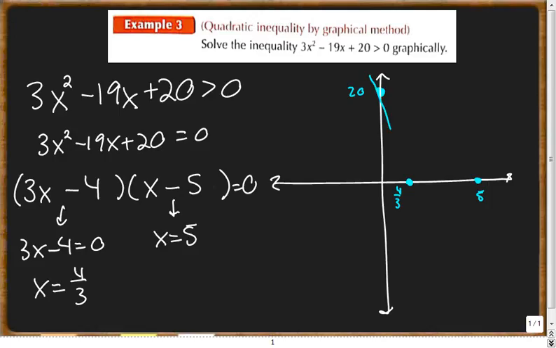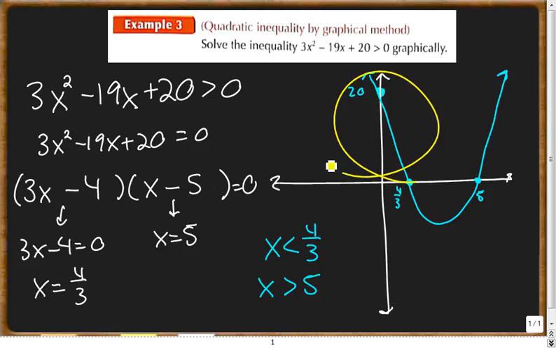So my graph, just a little bit of analyzing, knowing that it's going to be going up, I see that this is my graph here. So the times that it's going to be greater than 0, it's going to be x is less than 4/3, and x is greater than 5. We can see that because before 4/3 we're positive, after 5 we're positive.